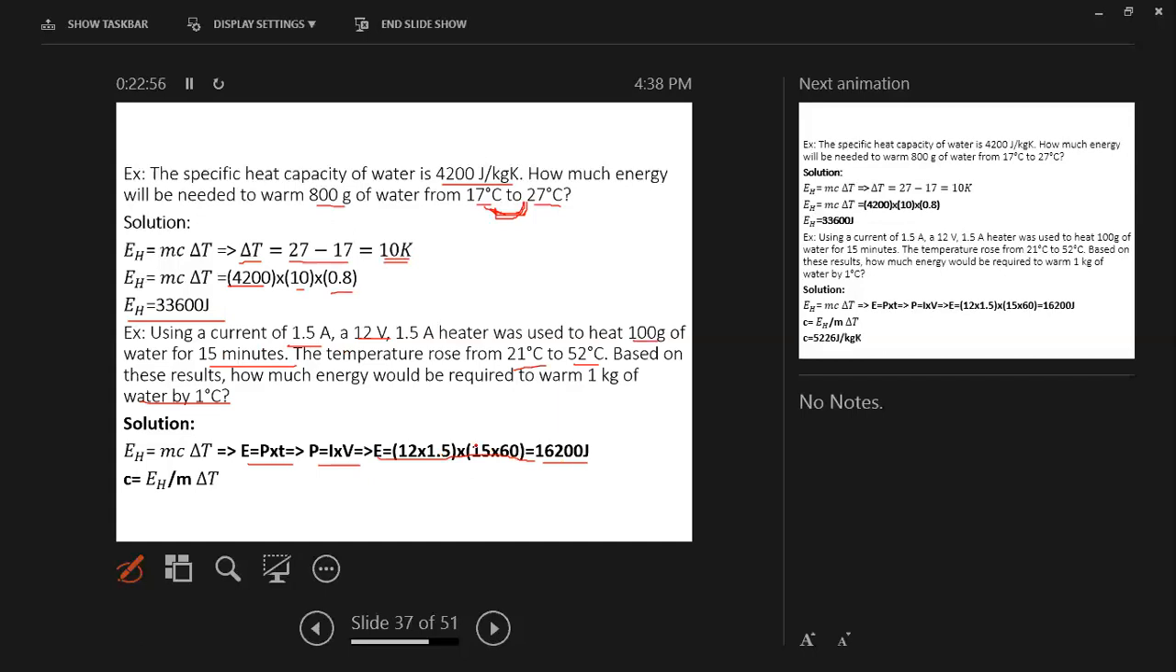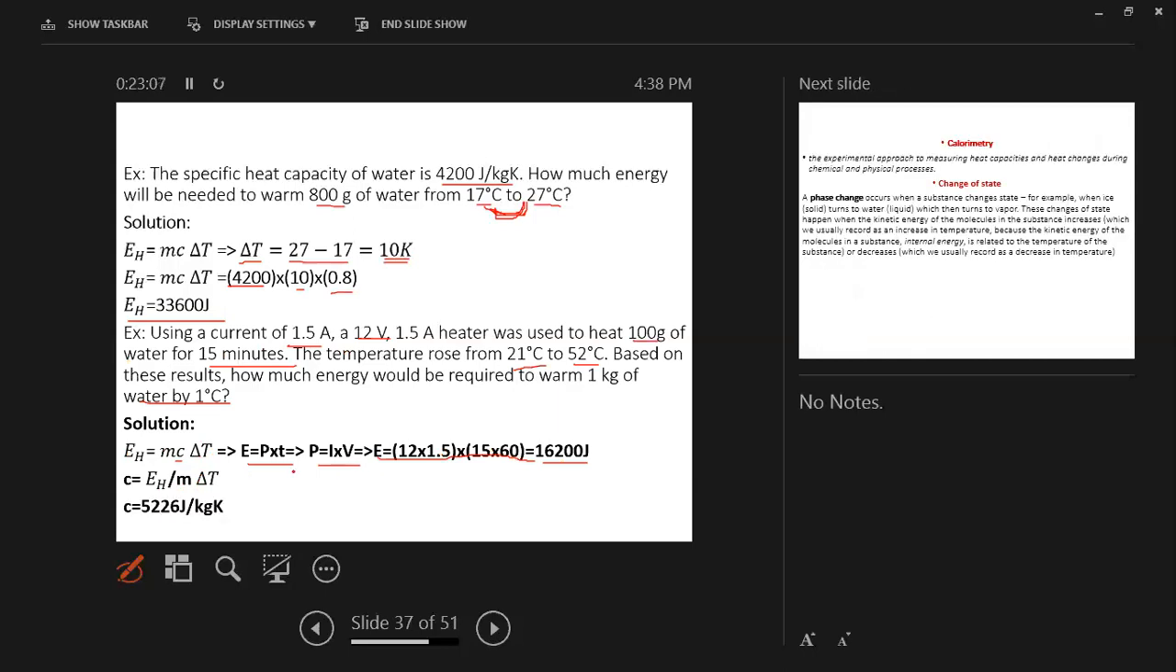So to find the specific heat capacity from this formula, we can send M and delta T to the other side of the equation as division. So we know the energy again, 16,200 over M, which is 0.1 kilogram, as you see over here, and change in temperature is 31 Celsius. Since it's asking in Celsius, you don't need to write Kelvin, okay? So then we are going to find the specific heat capacity 5,226 joule per kilogram. Actually, it's going to be Celsius.